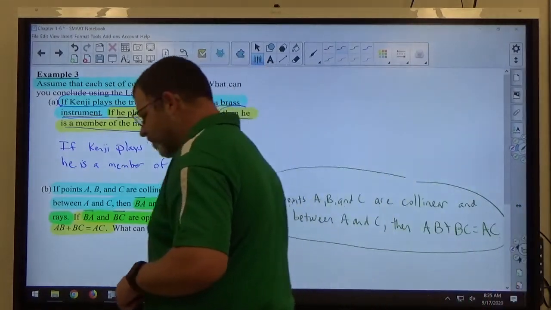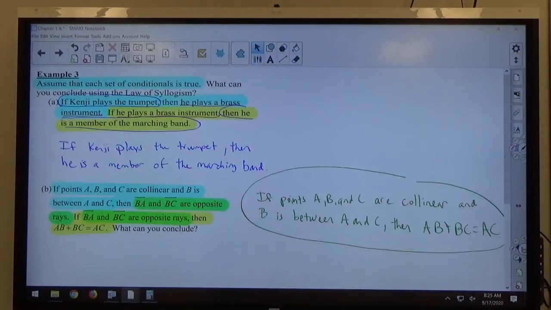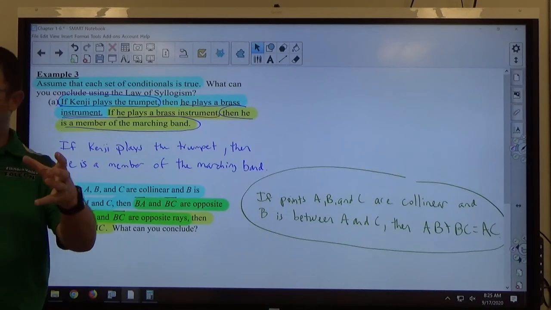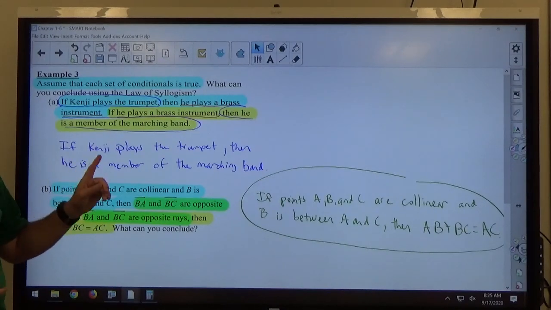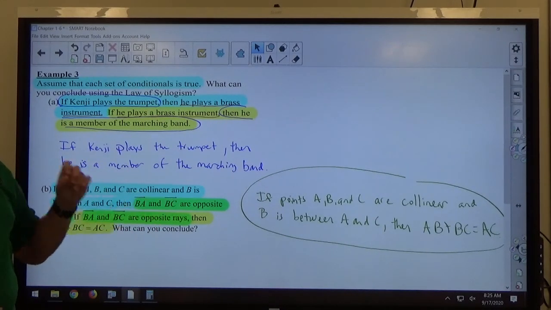The nice thing about law of syllogism is the answer is staring you right in the face, you just have to write it down. All right, the words are right there, just copy the words down. If the first hypothesis, then the final conclusion, that's what you want to go with. But again, the only requirement is conclusion 1 matches hypothesis 2.